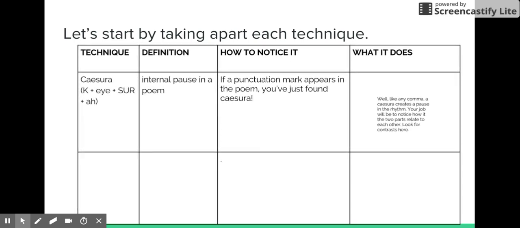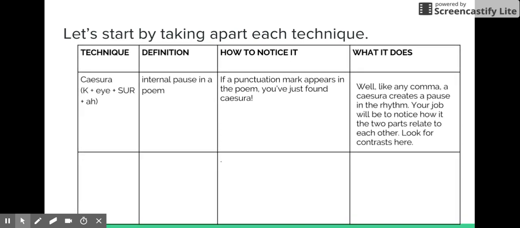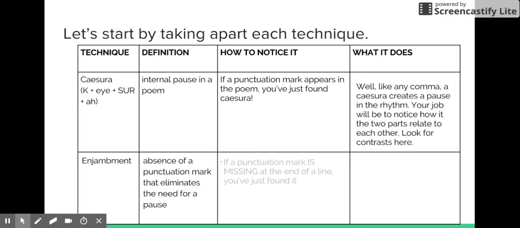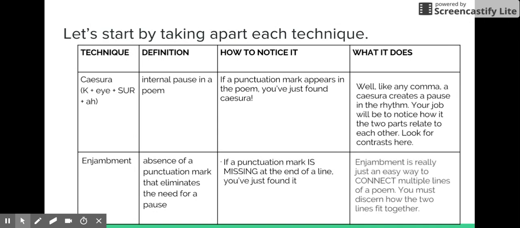Caesura is a fun term because it's Latin. So if you have any experience in Latin, you've heard of this word. And it's a hard C because it's Latin. It is an internal pause in the poem that is marked by a punctuation mark. So this is the kind that is punctuation. If you see a comma, a dash, a semicolon, just about any punctuation mark in the middle of a line, so not at the end, in the middle, then you found caesura.